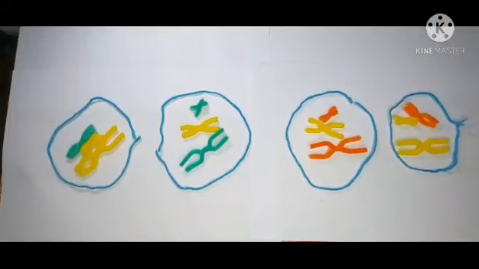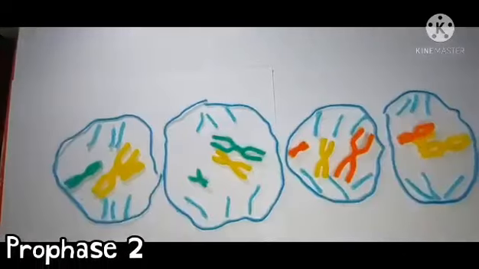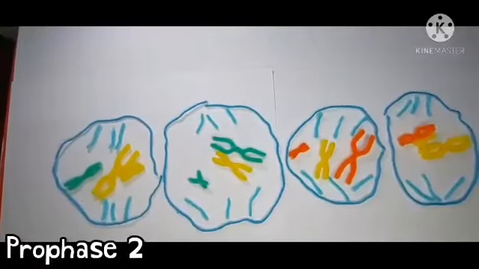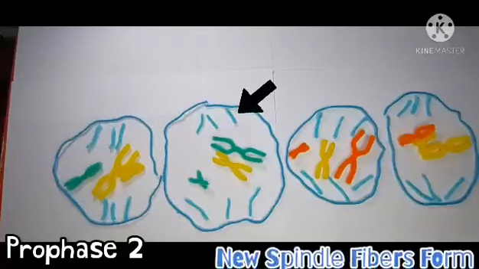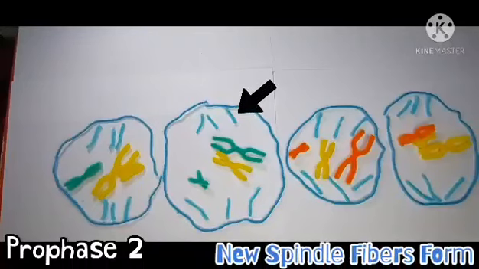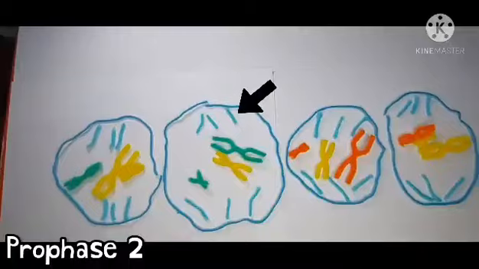With the first cell division complete, there are now 2 cells that are now ready to undergo the second phase of meiosis. At the beginning of meiosis 2, the cells undergo prophase 2. During prophase 2, the chromosomes condense and a new set of spindle fibers forms. The chromosomes begin moving toward the equator of the cell.